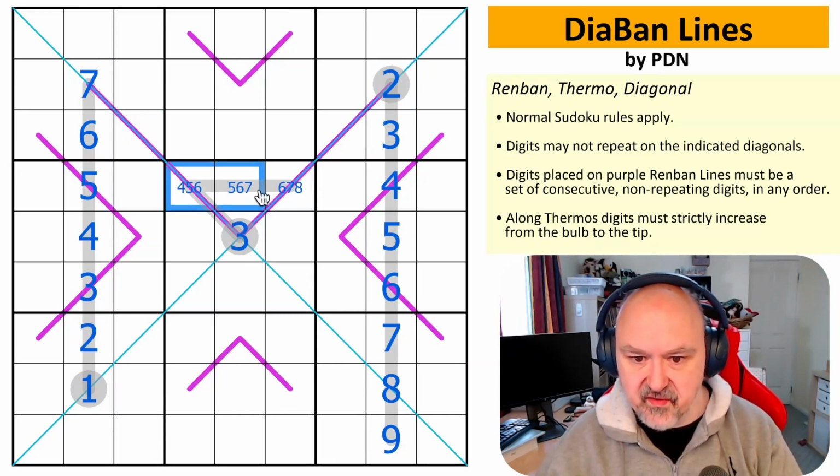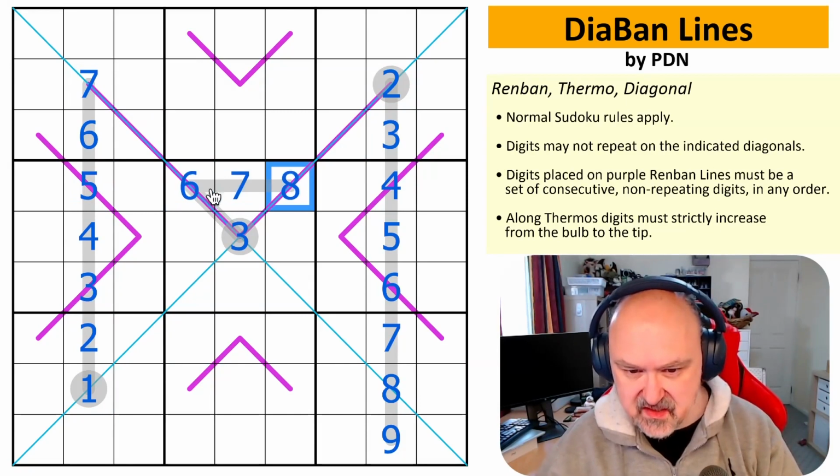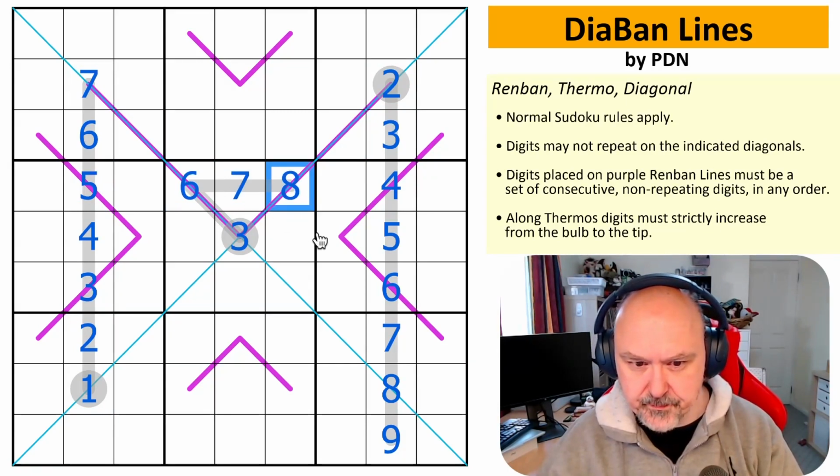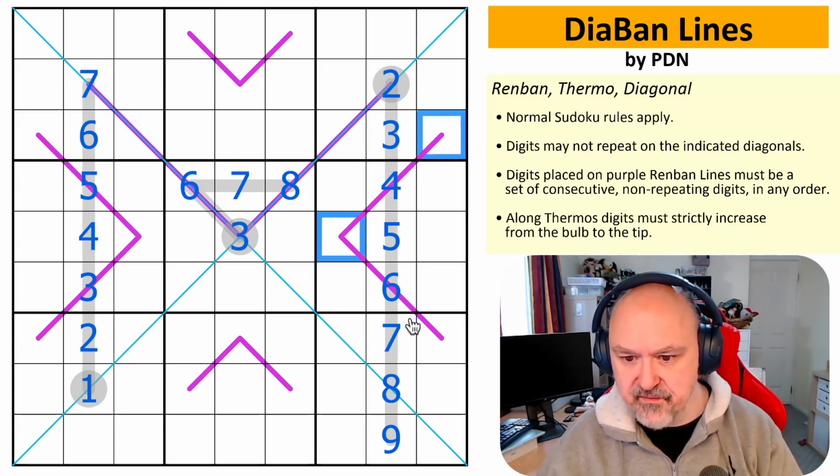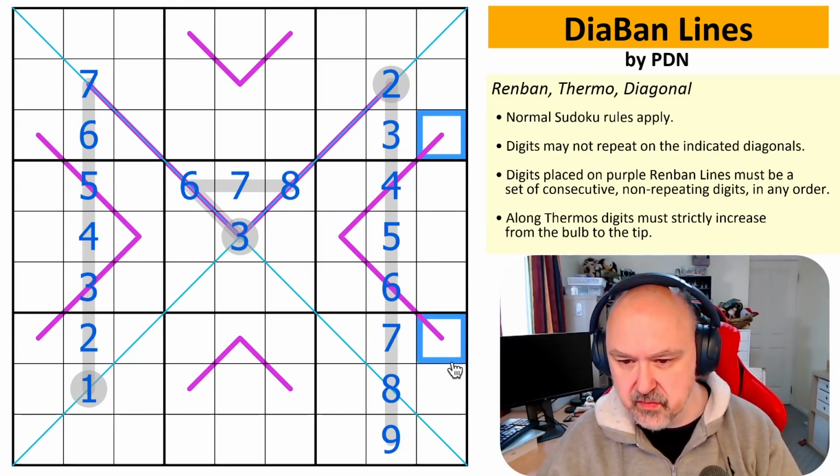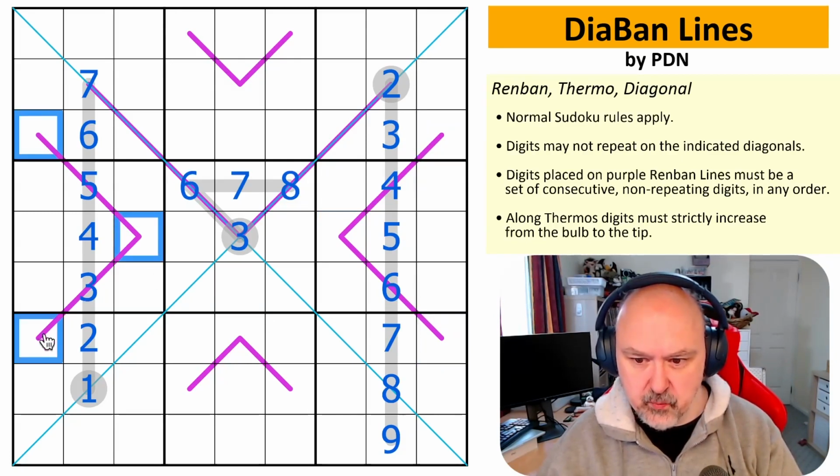This 5 takes 5 out of both of those. The 4 makes this 6, 7, and 8. And that's all the thermo's done. Now I need to put a 5 on that Renban to connect the 4 and the 6, and they have to go in one of those two. I have to put a 4 in one of those two.